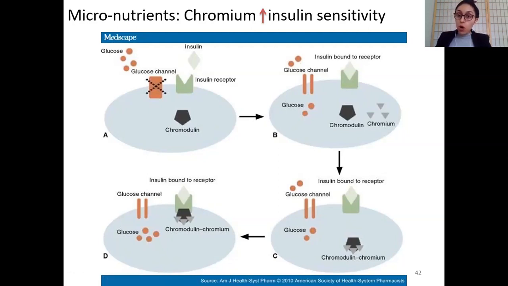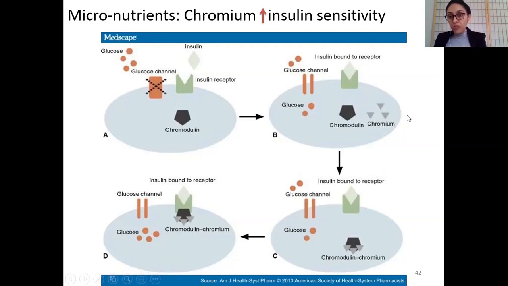Now, what is the role of chromium? When you have a sufficient amount of chromium in your body, when the chromium senses that the insulin is bound to the insulin receptor, it says, let me make this binding time much longer and stronger, so that the required amount of glucose then enters the cell sufficiently.